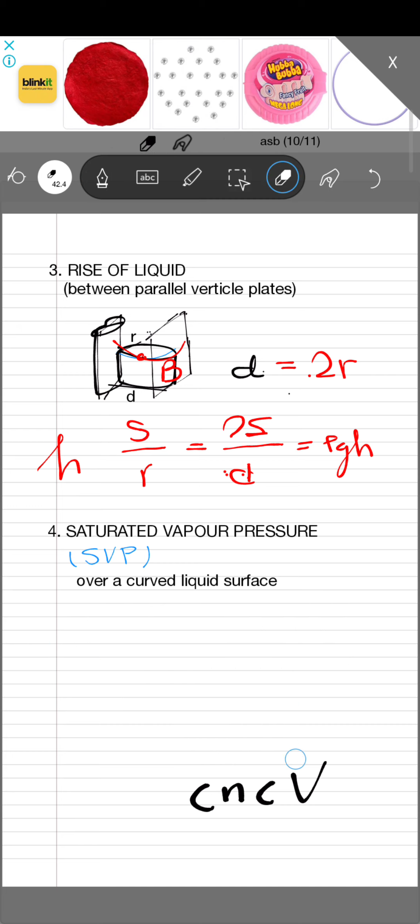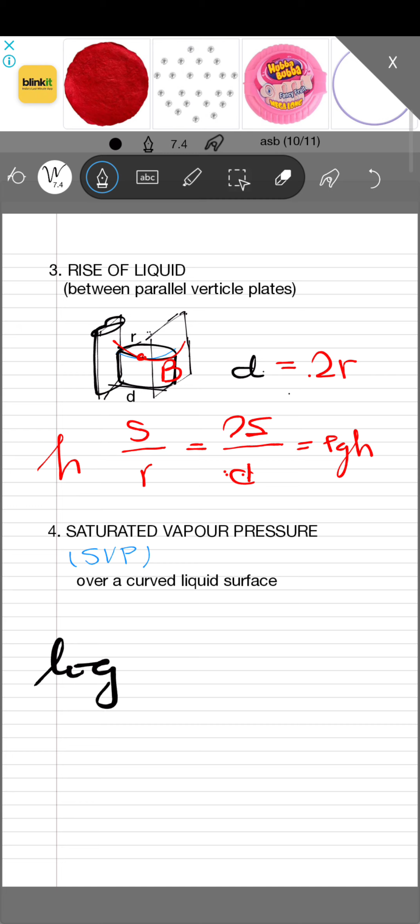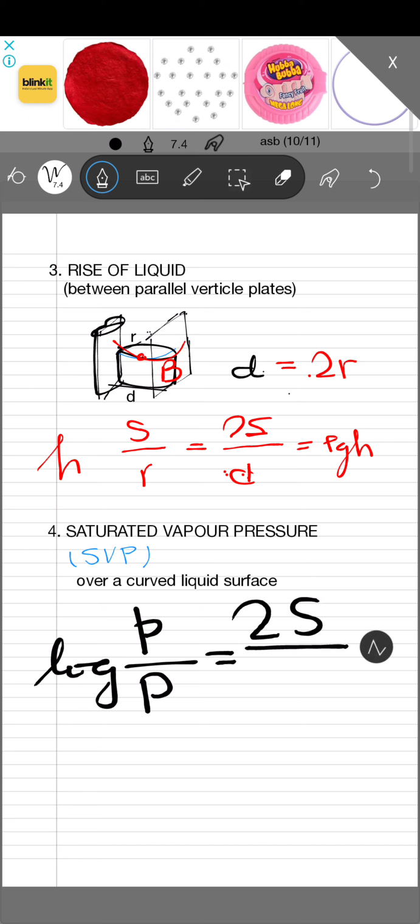And the equation which relates the plane pressure with the surface pressure is given as log of small p by capital P is equal to 2S by P R T. So this capital P is the saturated vapor pressure over the plane surface, and the small p is the equilibrium pressure over a curved surface of radius r.